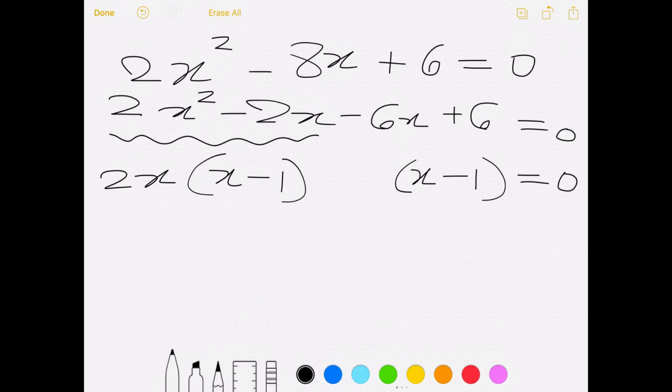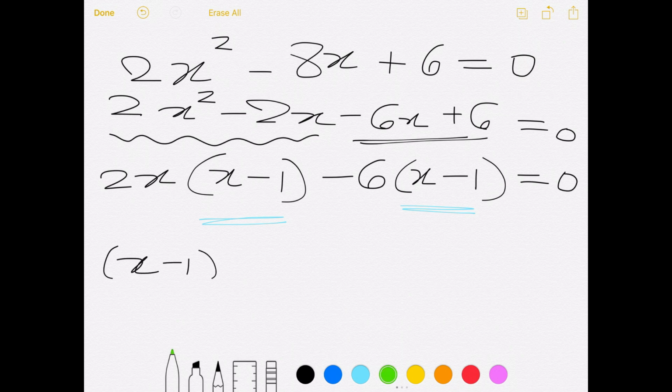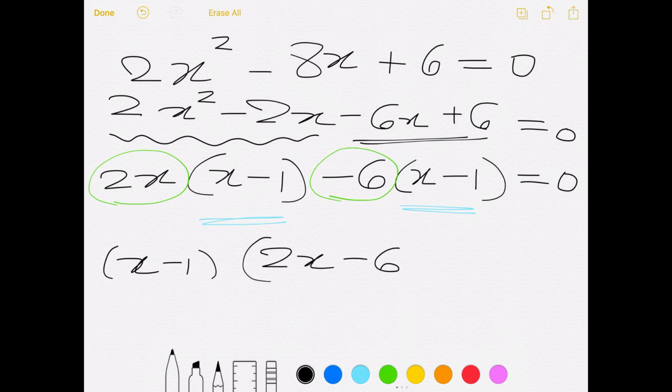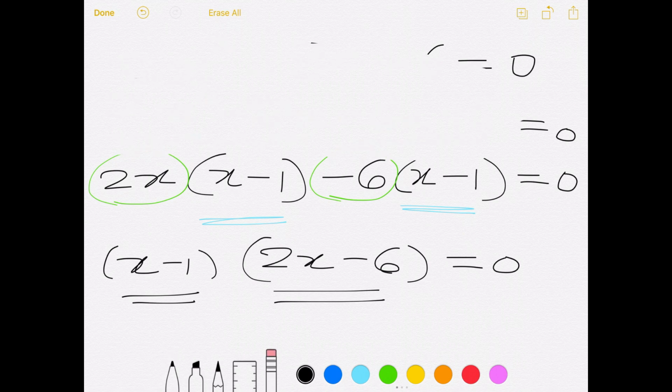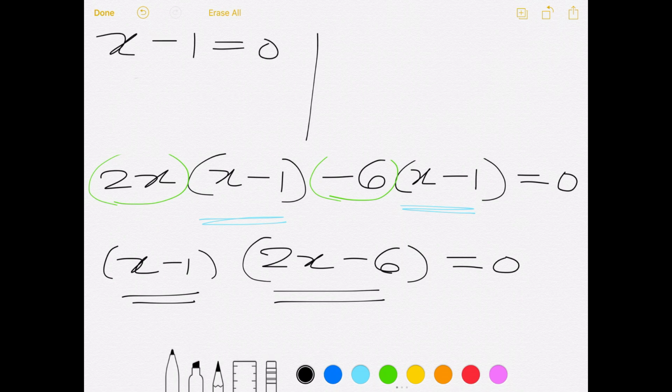Now, what to take out common from the last two terms? That would be minus 6. So now the common bracket one time, that is x minus 1, and the remaining portion in the other bracket, that is 2x minus 6 equals 0. Now either x minus 1 equals 0 or 2x minus 6 equals 0. Let us compare the two brackets. If x minus 1 equals 0, then what would be the solution? And if 2x minus 6 equals 0, then what could be the solution?